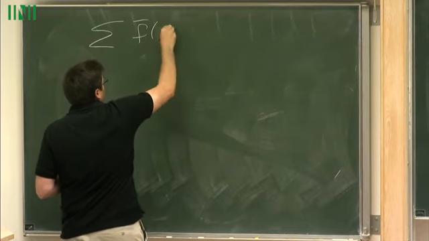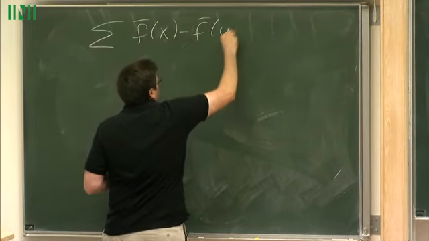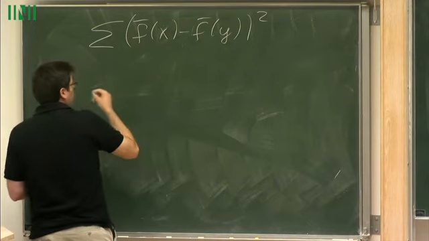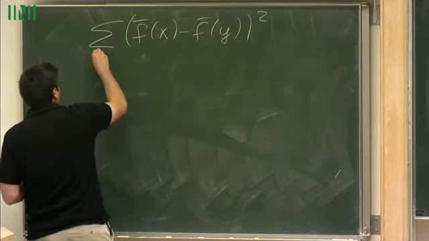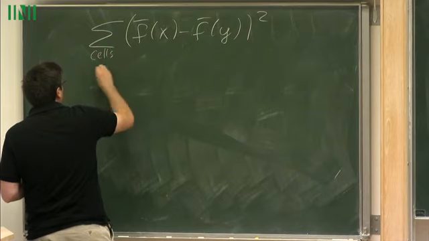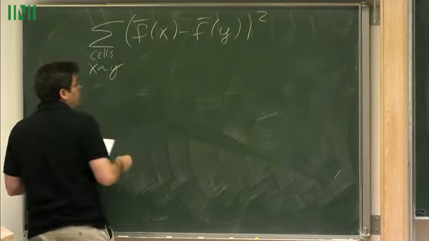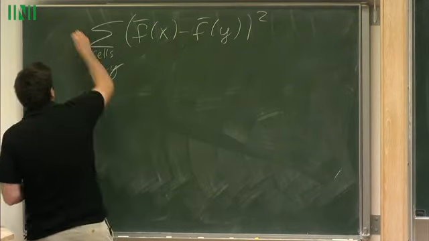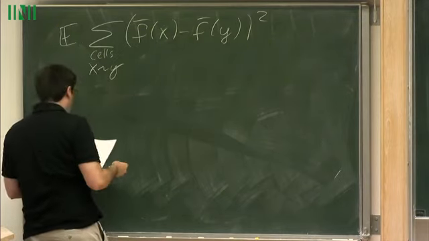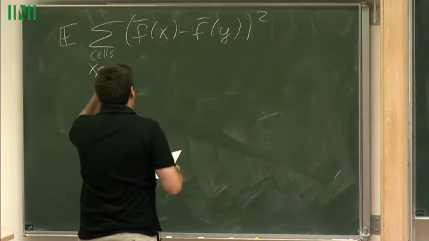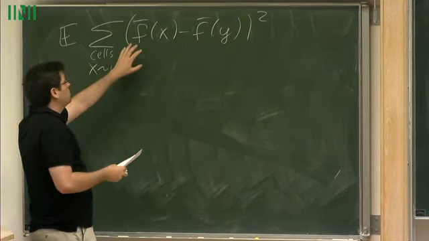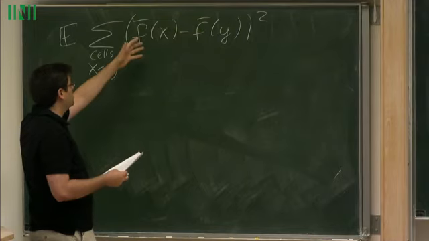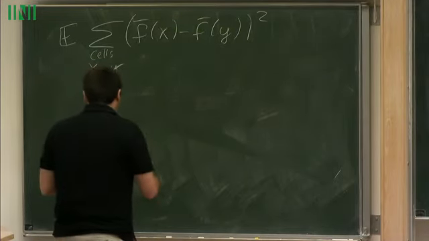So let's say you want to look at something like this, and here the sum is over cells x and y, which are adjacent to each other. So this is how the Dirichlet energy is defined. And if you want to get an upper bound, it's a little bit nicer if you just take an expectation of this. And because this f here came from a Euclidean harmonic function, this is essentially a smooth, very nice function.